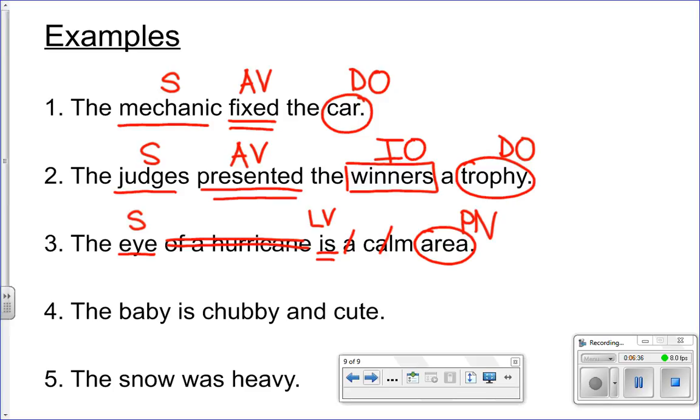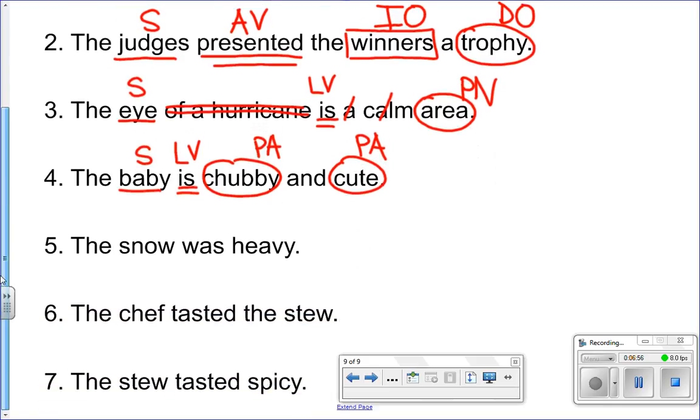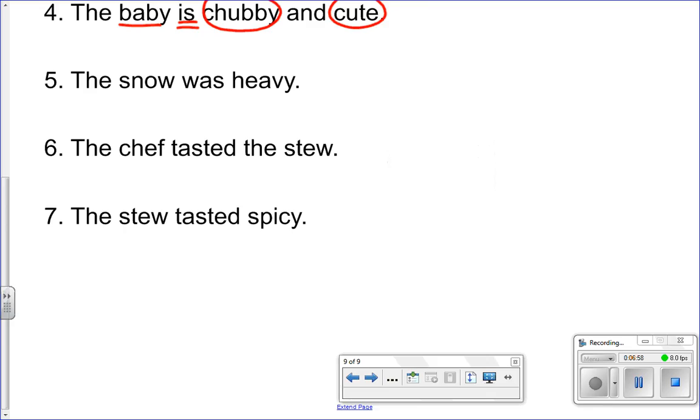For number 4, our subject is baby. Our verb is, which is a linking verb. And then we're looking for predicate adjectives or predicate nominatives. Chubby, cute are both adjectives that describe the baby, the subject. So these are predicate adjectives. For number 5, the snow was heavy. Snow is our subject. Was is our linking verb. Heavy is an adjective that describes the subject, snow, so it's a predicate adjective.